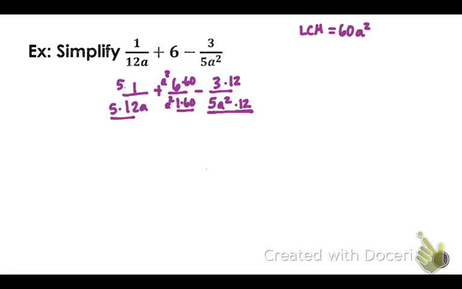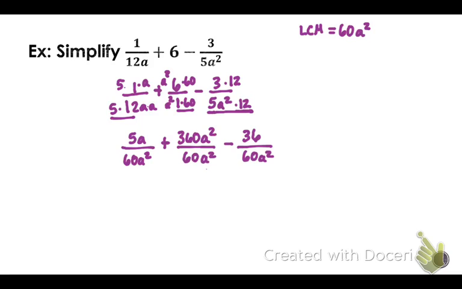And this one's already got an a, so we just have to multiply it by a to give me a denominator of a squared. So it's kind of hard to see what we've done here. If we take the first fraction, it's 5 times 1 times a, or 5a, over 60a squared, plus in the second I've got 360a squared over 60a squared minus 36 over 60a squared. Now that we've got a common denominator, we add or subtract the tops and keep the bottom.